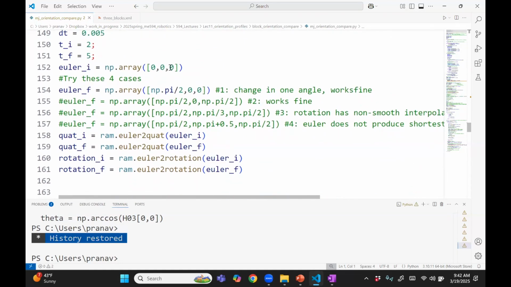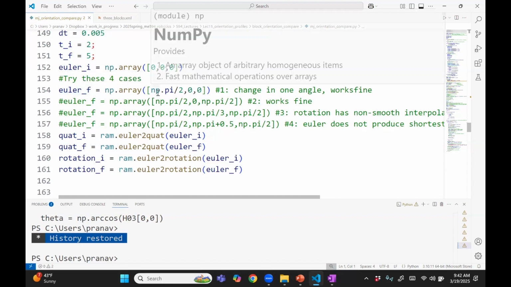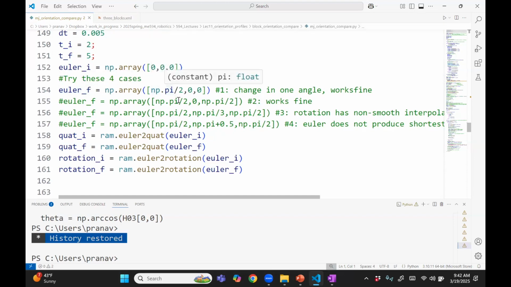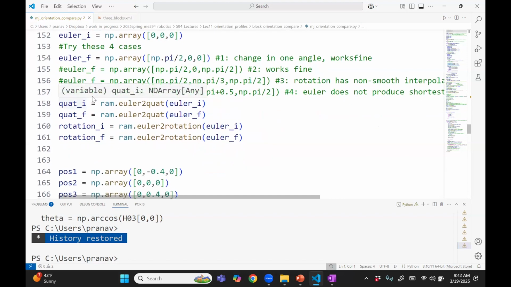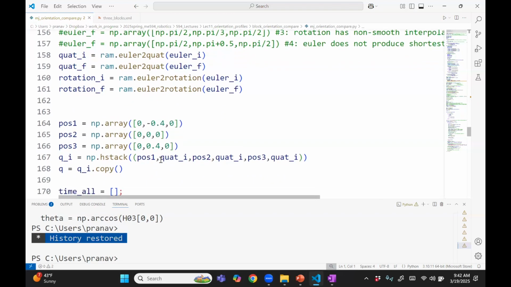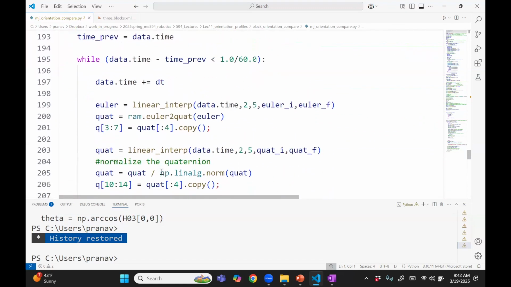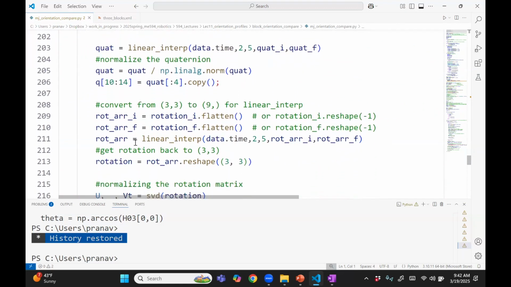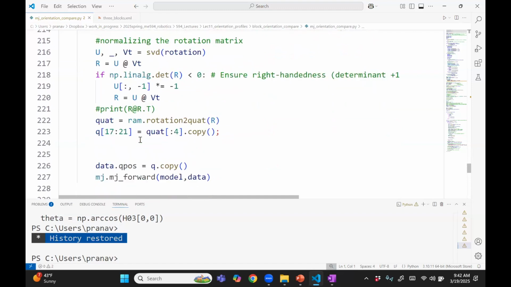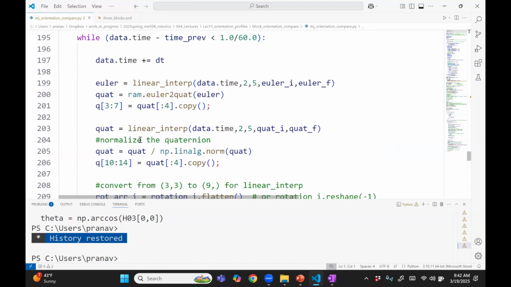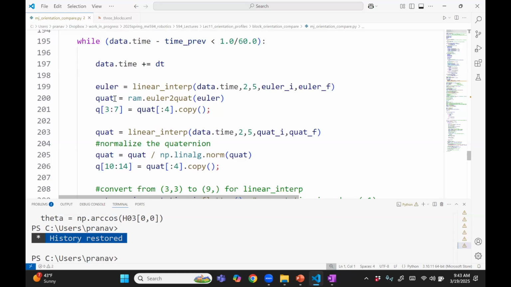So initially we start with 0, 0, 0, and then I'm going to try a bunch of final Euler angles. The first one is just rotate about the x-axis by 90 degrees. Then we convert this to Quaternions and rotation matrices by using some of the utility functions. Don't worry about this too much, but essentially I will plot. What this code does is, for the Euler, it converts the Euler to Quaternions and then stores it in the Q pose. That's what you need to do.